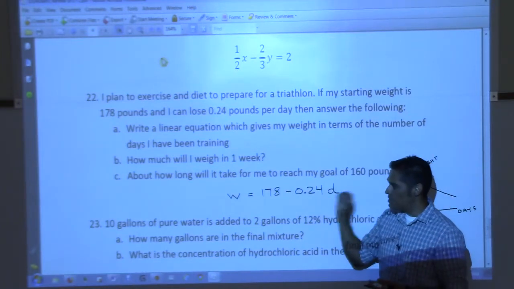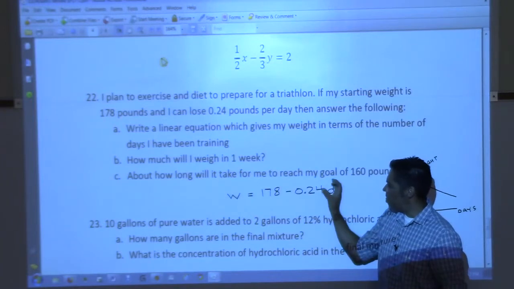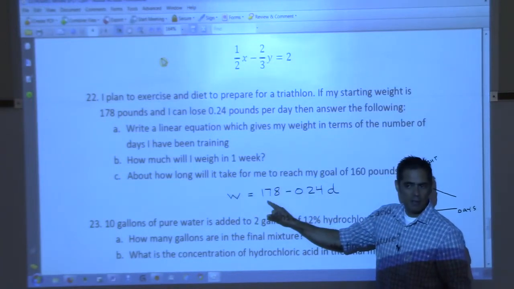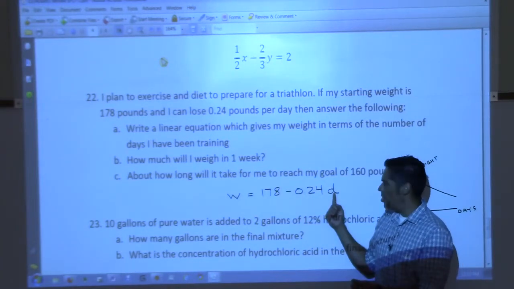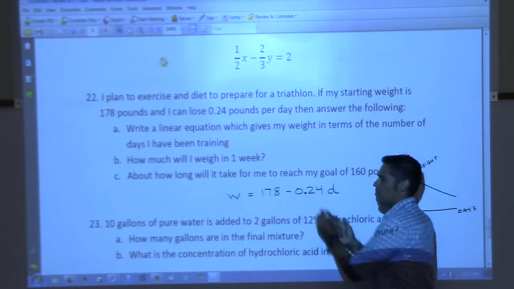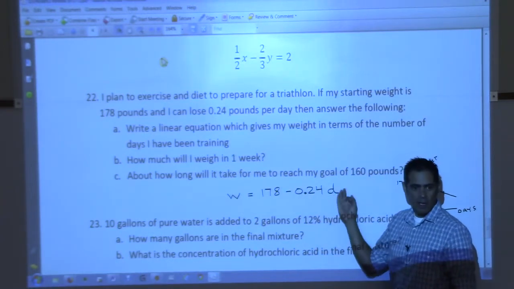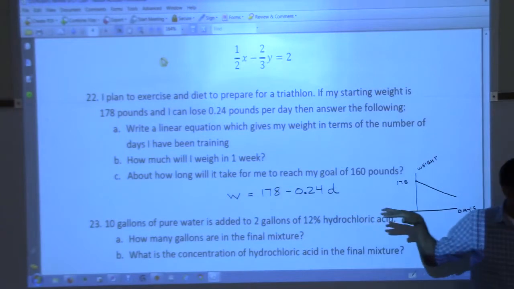So at day 0, right, this is 0. At day 0, I'm 178. After 1 day, I'm going to take away 0.24 pounds. After 2 days, double that, right? 3 days, triple that. So do you all see this? Yes?